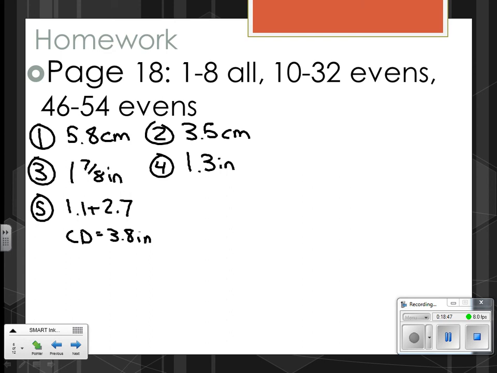Next one, number 6. Am I doing the exact same thing? What's different about it this time, Matt? It's only 1 part. So what do I do with the whole and the 1 part I do know? Subtract them. So I would take the 4, the whole, minus the 1.6. So what does that tell me about RS? Say again? 2.4? 2.4 what? Centimeters.